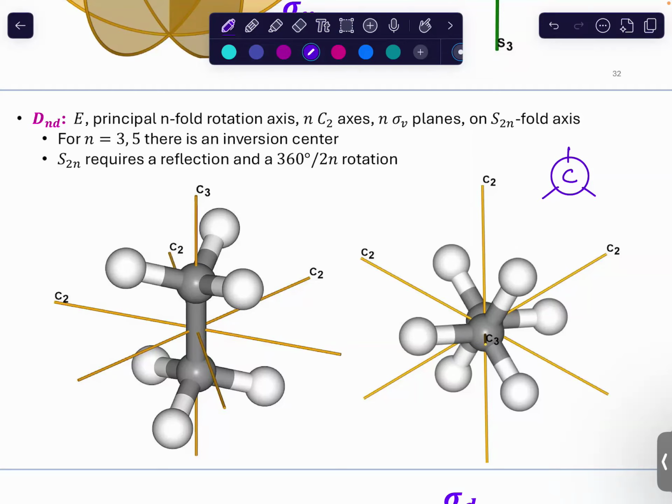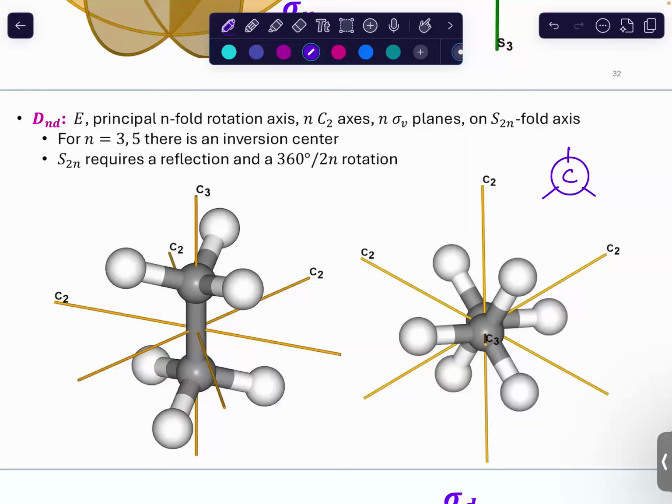Now, if this is staggered, you know what it would be called if I twisted it and lined up the hydrogens? Oh my gosh, it has an astronomical term. Yeah, it's eclipsed. Eclipsed, yes. So this is the staggered configuration.